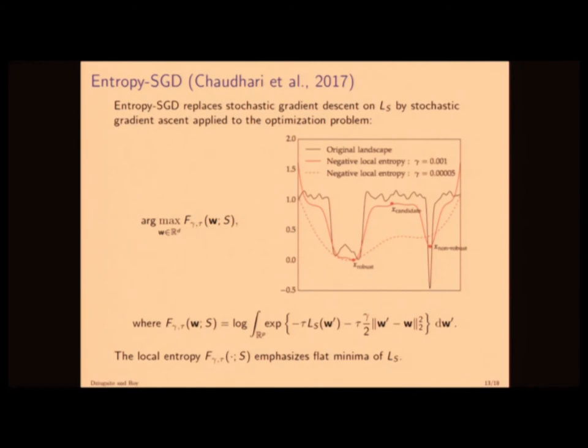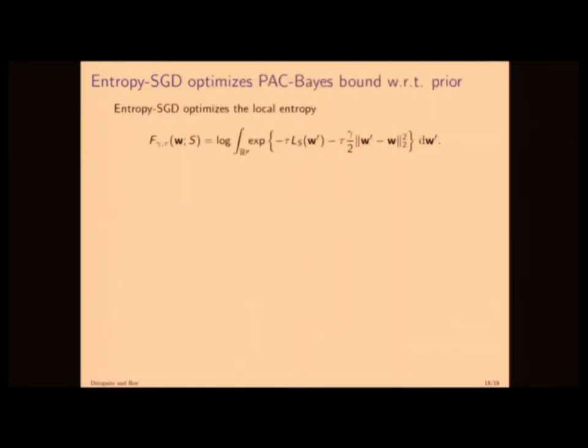But we sort of understand why it was overfitting so badly now. So I'll walk you through this. Studying this algorithm a little bit more, we came to the realization that it has this connection with PAC-Bayes. So here is the objective that entropy SGD is optimizing again. And this might look familiar. It looks like a log partition function. Indeed, it's almost a log partition function of a Gibbs distribution for the empirical risk where you have a Gaussian prior.